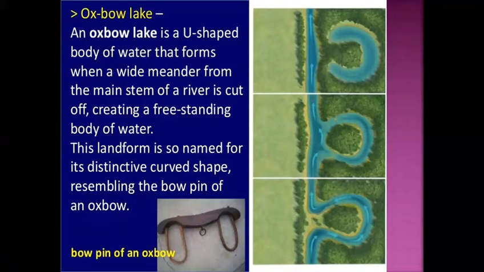Second is the oxbow lake. It is a type of U-shaped water body that forms when a wide meander from the main stream of a river is cut off. This landform is so named for its distinctive curved shape.